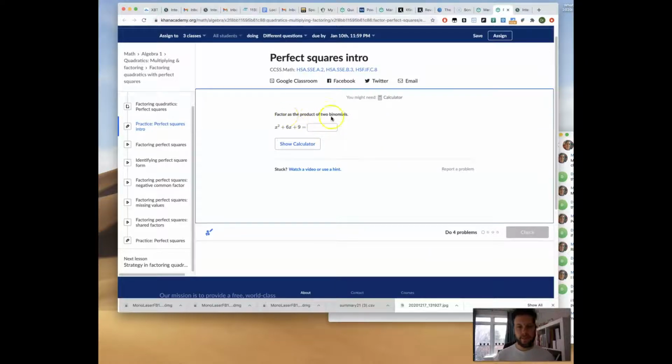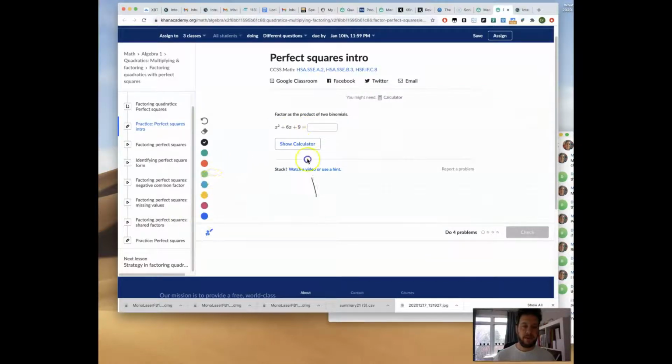All right, factor as a product of two binomials. So basically, you're gonna factor this, and then you're gonna realize that the two factors are the same. So you're just gonna write it a little differently. But I'm playing that same game where I'm trying to multiply to 9, add to 6. That's 3 and 3, right?